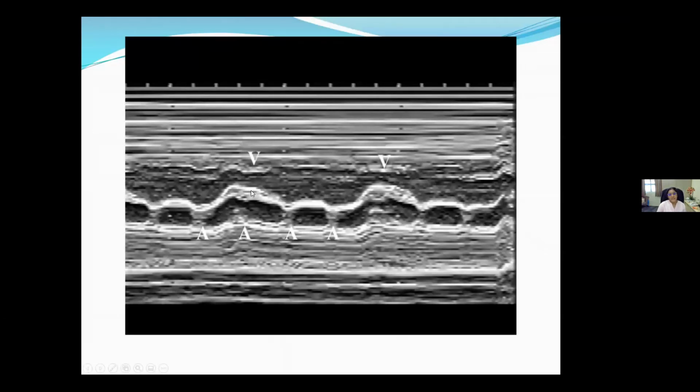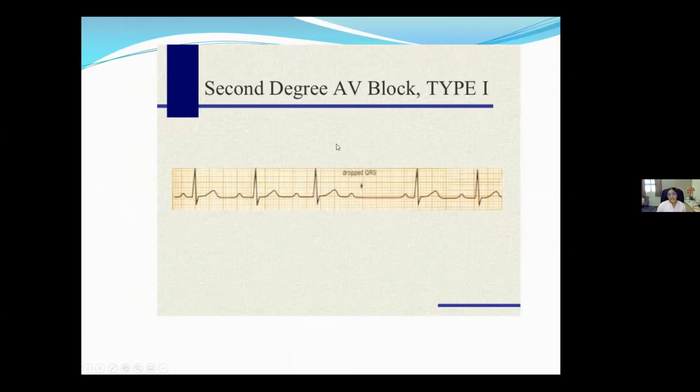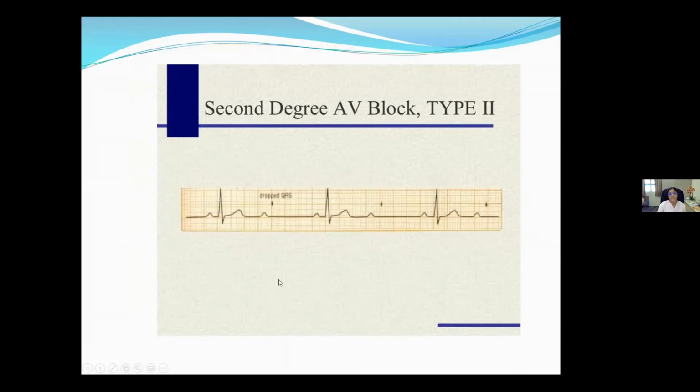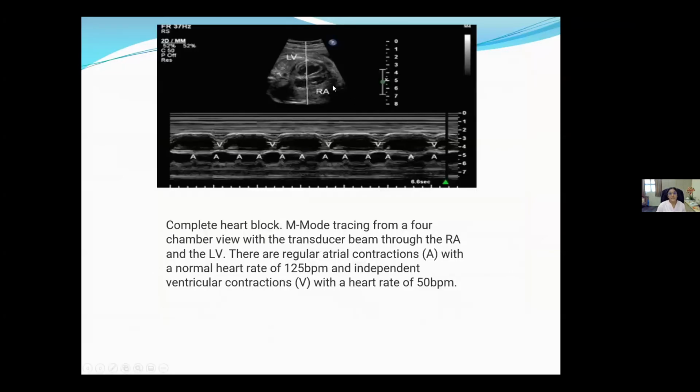And this is actually another M mode, wherein it shows this is the ventricular rate and this is the atrial rate. So first degree heart block, just the PR interval is prolonged, so it is a bit difficult to diagnose. Second degree heart block, there are dropped QRS complexes, which is quite easy to diagnose. And third degree heart block, there is also dissociation between the atrium and ventricle, so you can easily diagnose the third degree heart block.